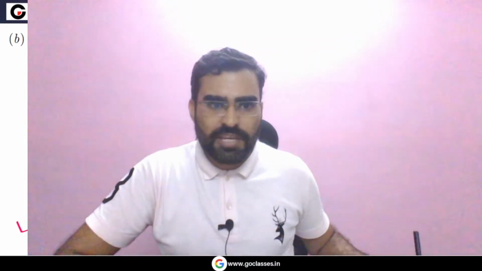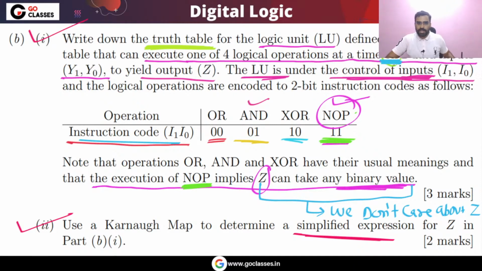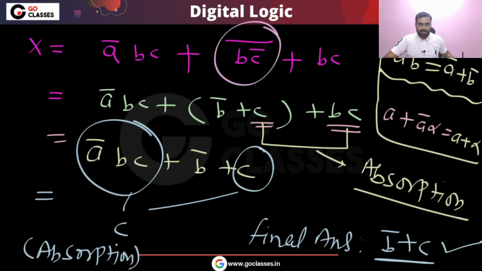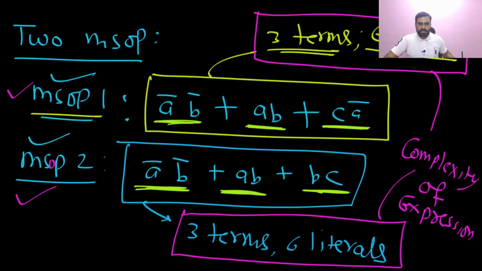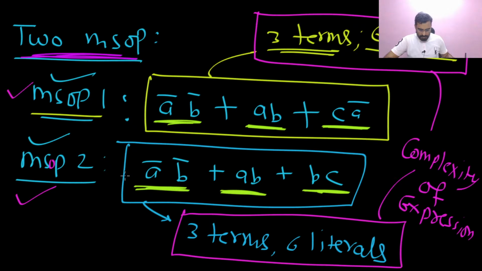Diptanshu is saying, how can we get minimum SOP? See, many minimum SOPs you can get. Diptanshu, look at this previous question that we have done. In this question, you can notice there are two minimum SOPs. This is also minimum SOP, this is also minimum SOP. Which is more minimum? Can you say which is smaller?